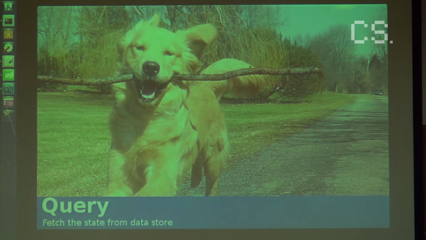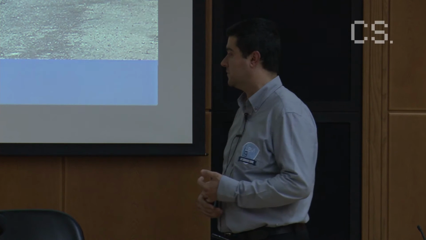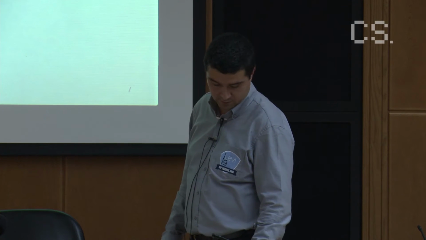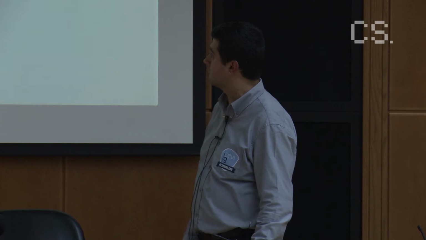From the query part, we want to fetch the data from the system. The characteristics of a query are that it reads state from the system or data store. A query does not change the state. And of course, if you want to fetch some results, then you should have a return value.